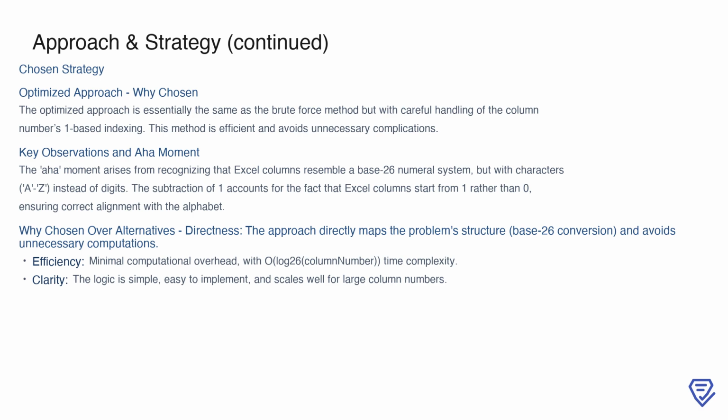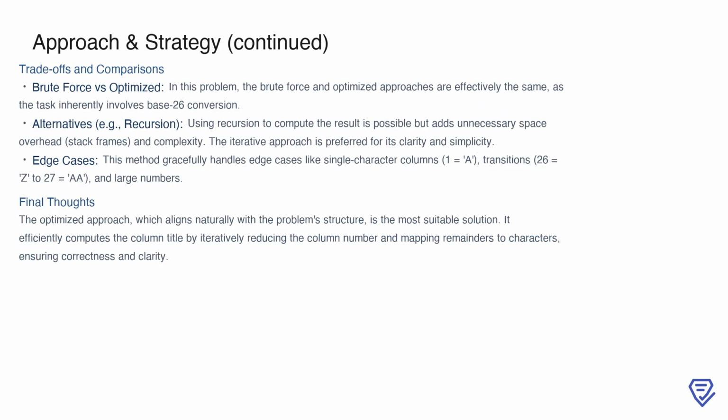Among other alternatives, this approach stands out for its directness, as it aligns perfectly with the problem's structure. It is efficient, with minimal computational overhead, and simple to implement, making it easy to understand and scale for large column numbers. When comparing the brute force and optimized approaches, we notice that they are effectively the same because the task inherently requires base 26 conversion. However, the iterative implementation is preferred for its simplicity and clarity.